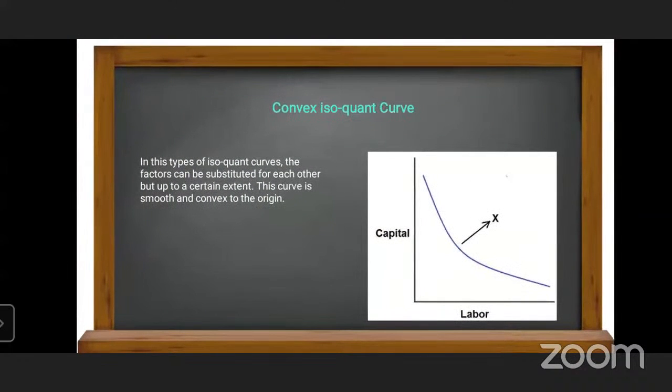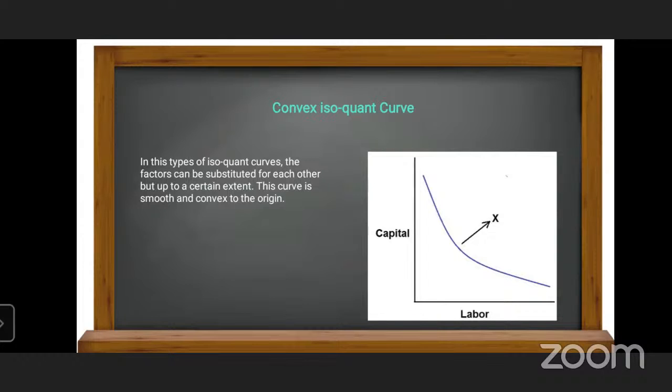Then we have convex isoquant. See, first we told n number of combinations, linear. Only one combination, right angle. Limited number of combinations, kink isoquant. Then what is convex? In convex, we have smooth, continuous substitutability between two products. And the important point is, as we move along the curve downward, the substitutability decreases. That is why we say isoquant is always convex.